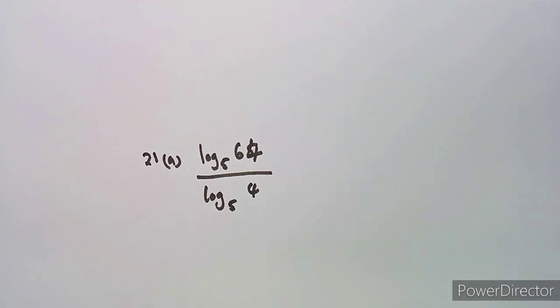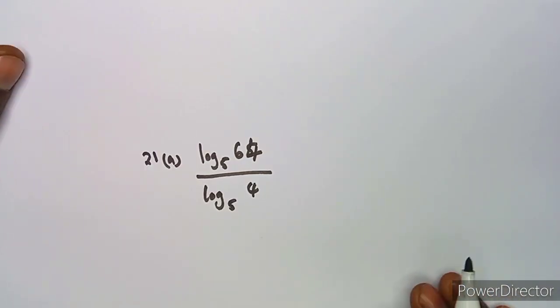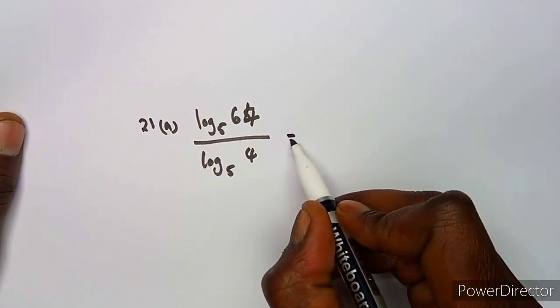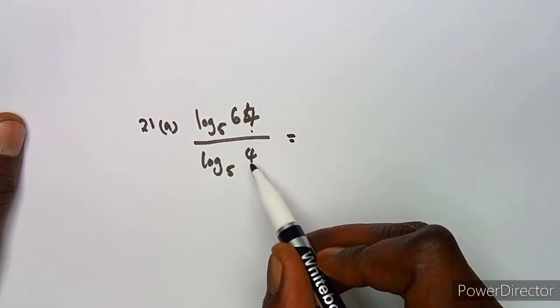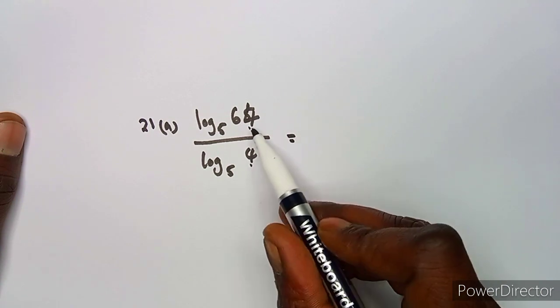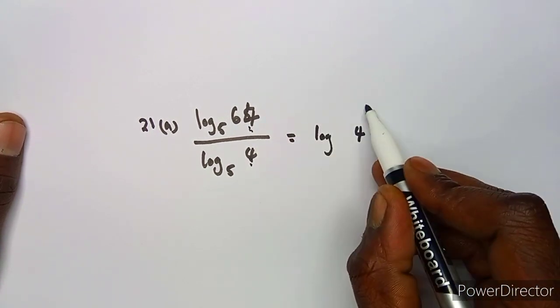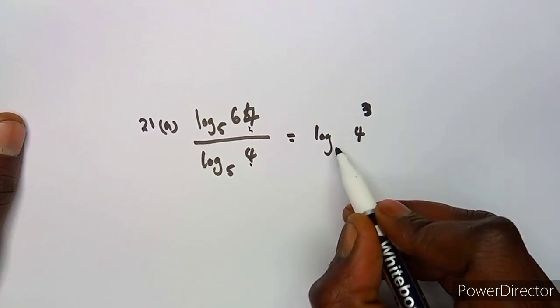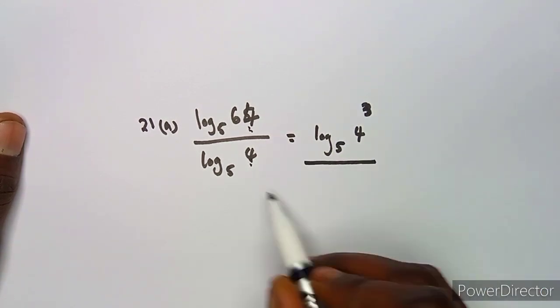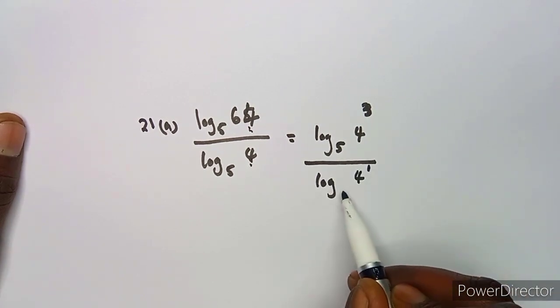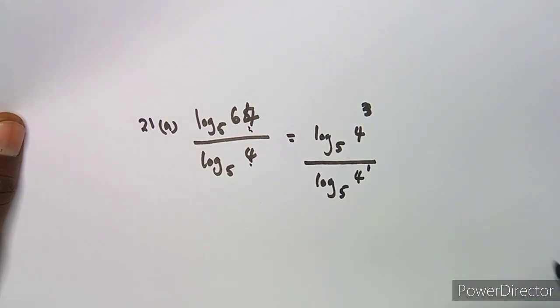If you are given this, you can divide. Remember, guys, when you are working with logarithms and dividing like this, you can apply this concept of writing this in terms of the same base, 4 and 64. So 64 in terms of 4 is 4 to the exponent of 3, in base 5. And 4 is going to remain as it is, 4 to the exponent of 1, in base 5. So this one cannot change.